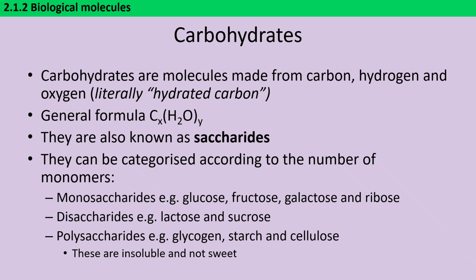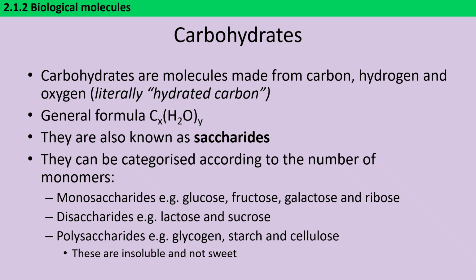Now, if 2 of these monosaccharides join together, they can form a disaccharide. So di means 2. You've probably heard of lactose in the context of people being lactose intolerant if they can't have dairy products. That's because lactose is the disaccharide that is found in milk, and it's made from glucose and galactose. And then we've also got another disaccharide, which is sucrose, and that's what you think of as table sugar. And then if we bond lots of these monosaccharides together, then we can start to produce polysaccharides.